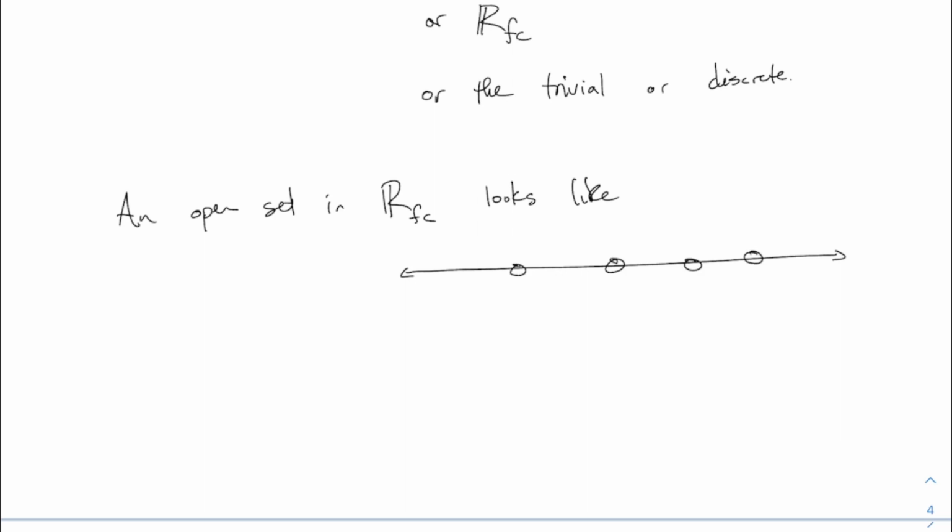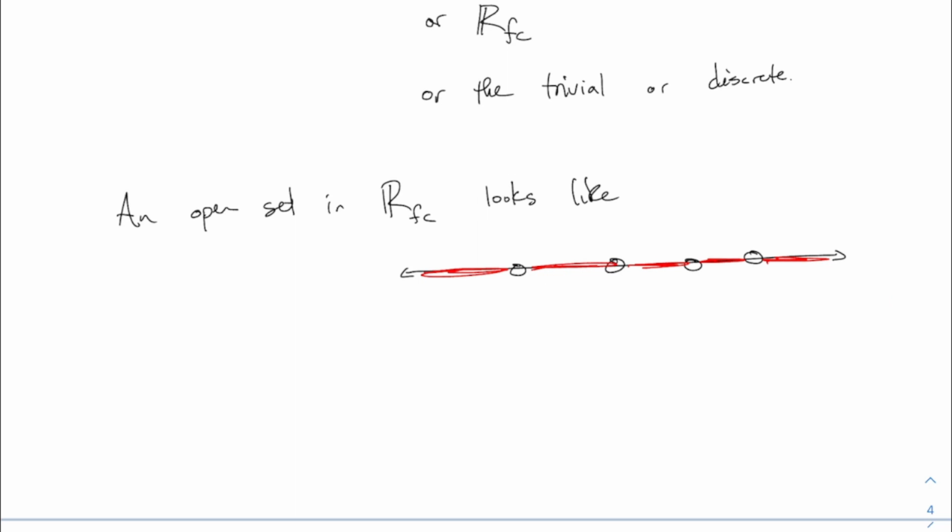Maybe this one omits 4 points, but otherwise it includes everything. That's what an open set in the finite complement topology looks like. It includes everything in the real line except for a few individual points. What I want to point out, though, is that the set I drew is also open in the standard topology, because you can write it as a union of open intervals: the interval from minus infinity up to this point, and then the interval in between these points. Those are open intervals together.